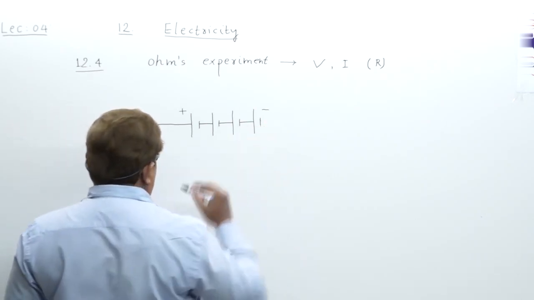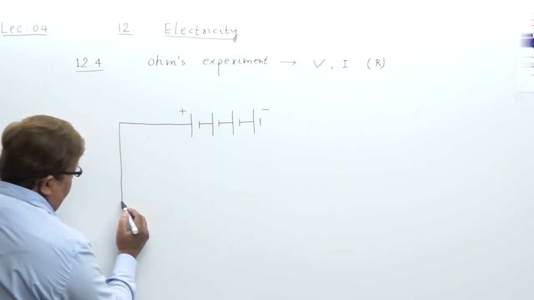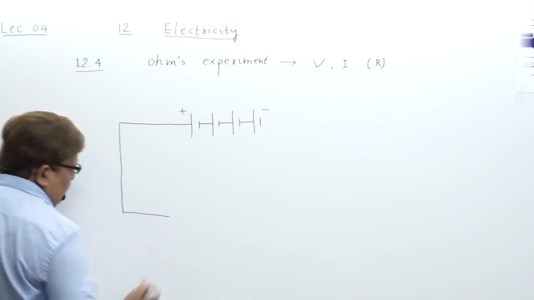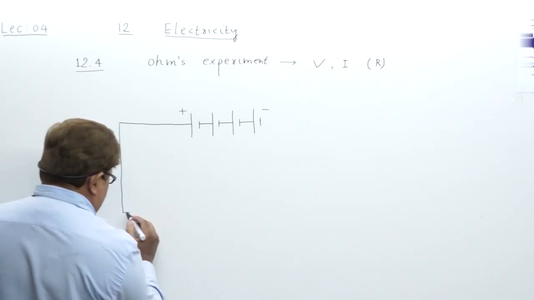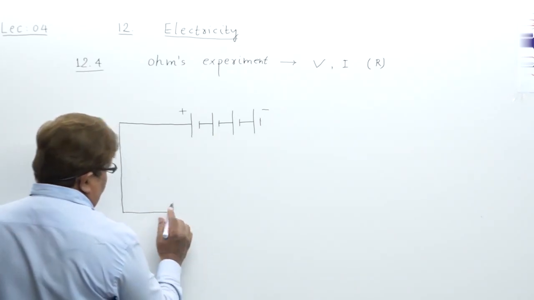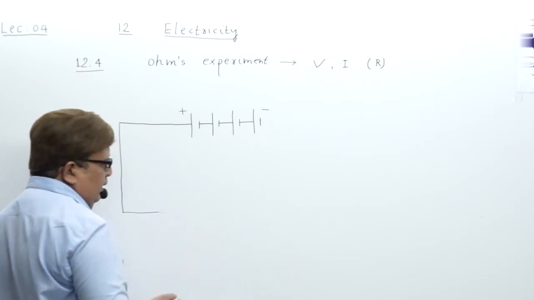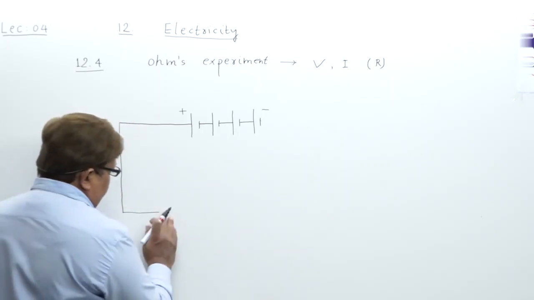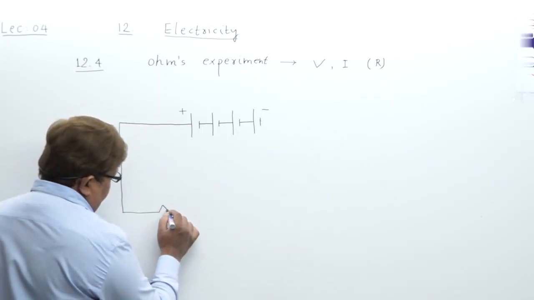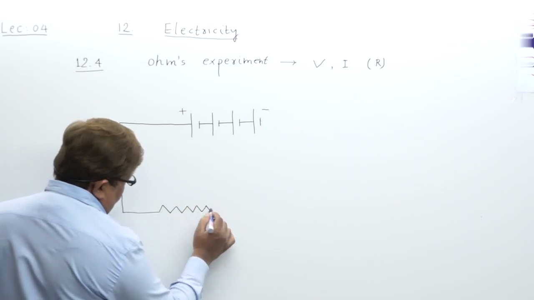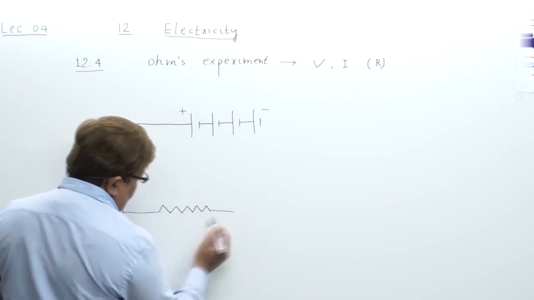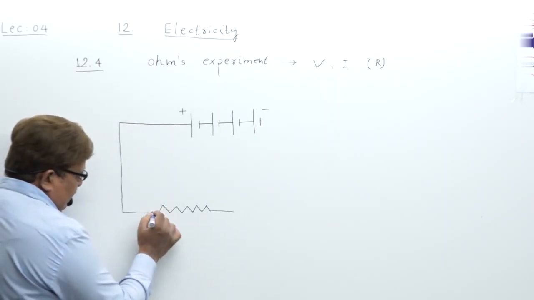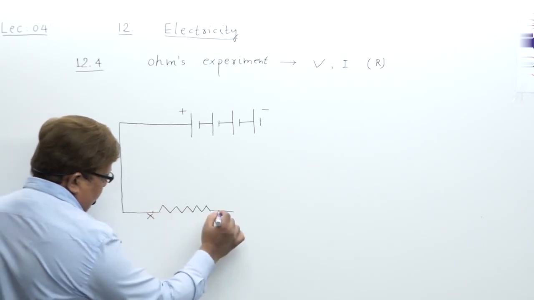After connecting the battery, let us think of one such wire which offers some resistance. So suppose, my dear student, we take one alloy wire which is nichrome. Suppose a wire is taken here. This is the nichrome wire. Suppose I may say this point as x and this point as y.